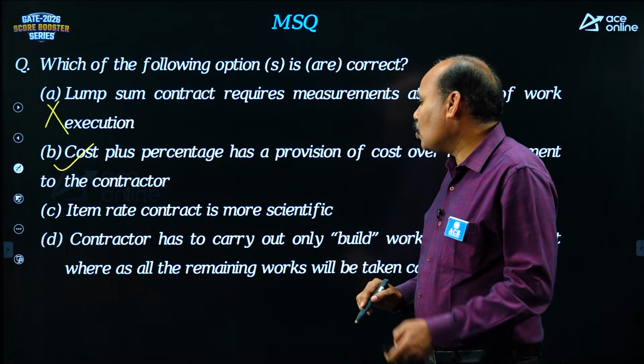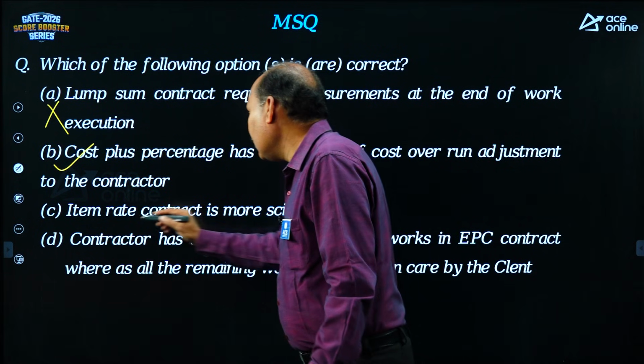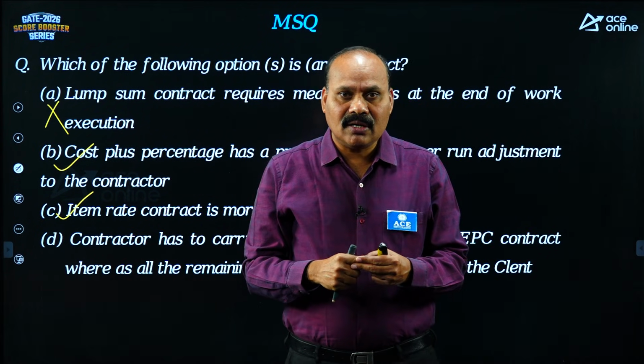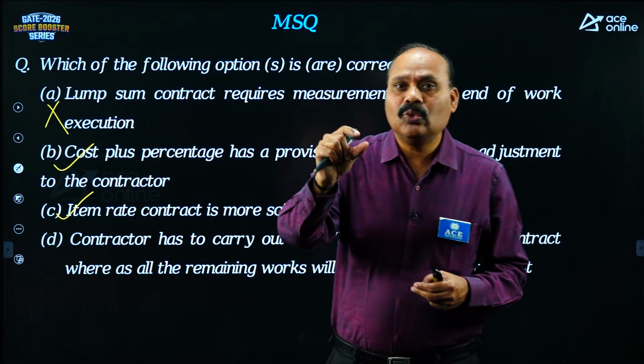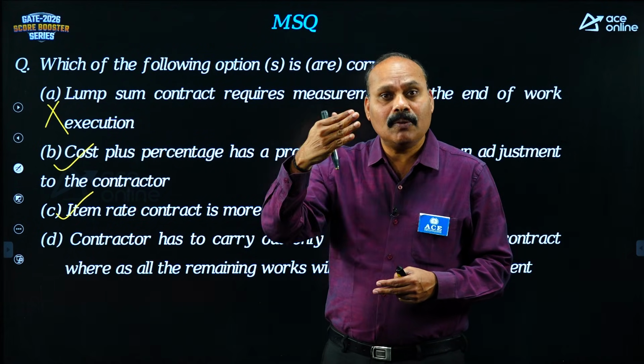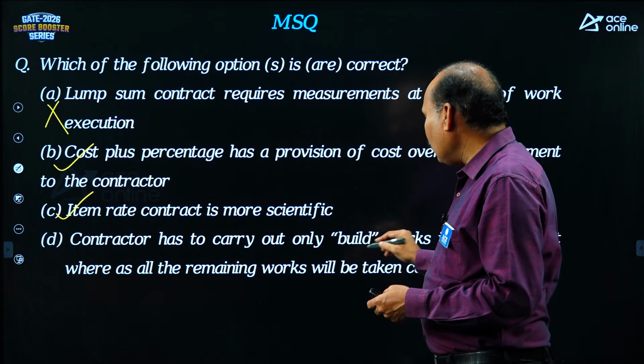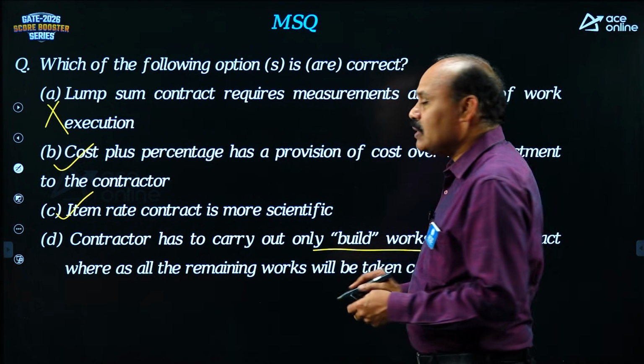Item rate contract is more scientific, 100% correct. Item rate contract is more scientific because you can find detailed analysis. The contractor is supposed to enter unit rates for each and every item according to the BOQ, bill of quantities. So this is correct.